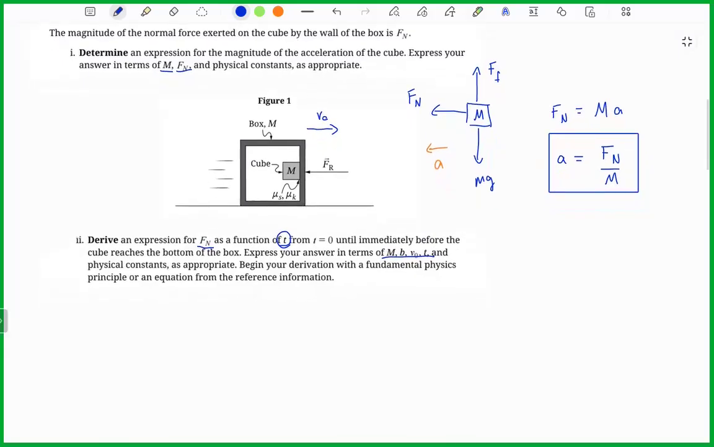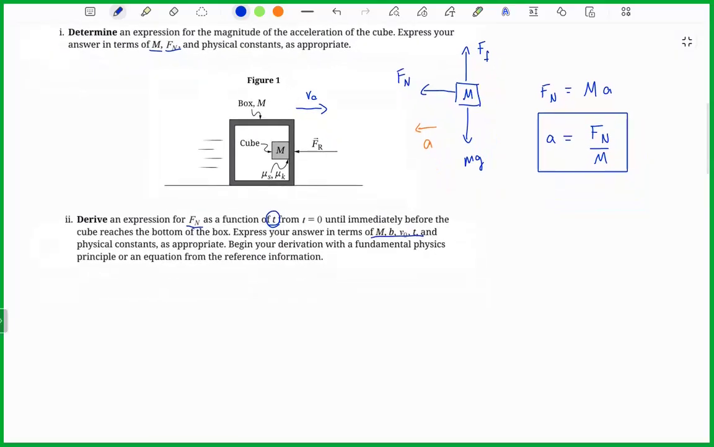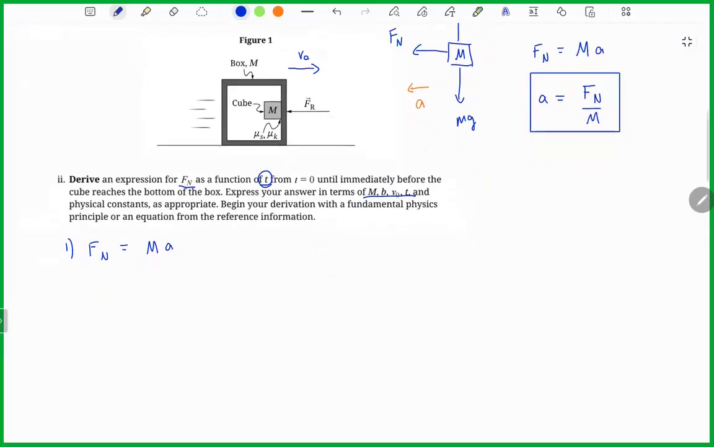Okay, fundamental physics principle, probably F equals ma is a good starting point. And this is where our suspicions from earlier that maybe we'll want a differential equation might come into play because we're asked to express Fn as a function of time. But let's dive into it. We know that Fn is equal to ma, but of course, a is an unknown, and now we're being asked to solve for Fn, so that alone is kind of insufficient for us.